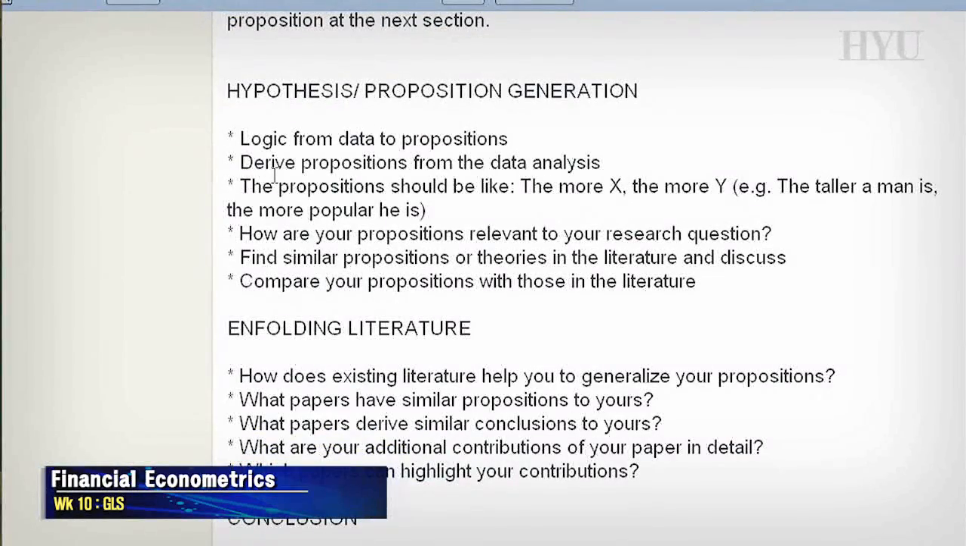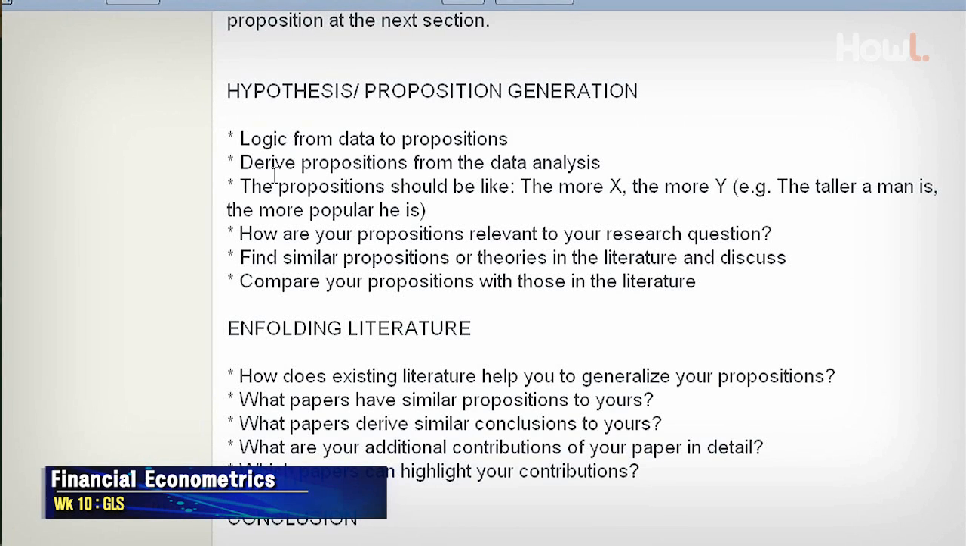Once you develop a proposition, you have to relate it back to the literature. Now you have something new, your own thought, and it is time to compare it with the literature. How does existing literature help you generalize your proposition? What paper has a similar proposition to yours? What papers draw similar conclusions? What are the additional contributions of your paper in detail? And which paper can highlight your contribution? Basically, you want to relate what you found to what other people already found.